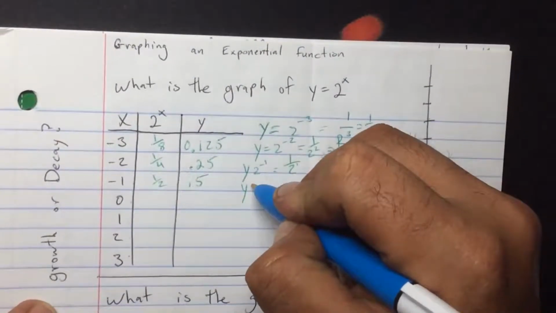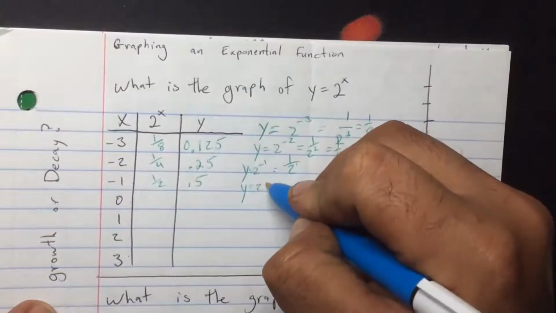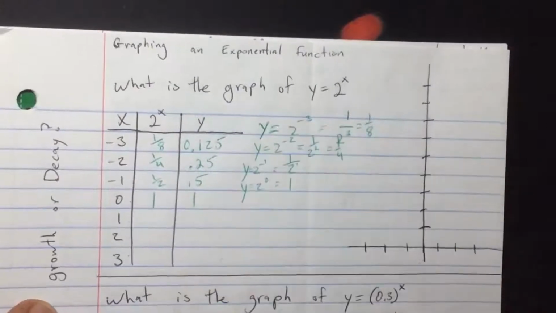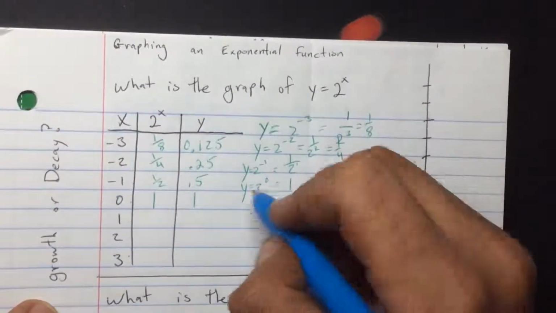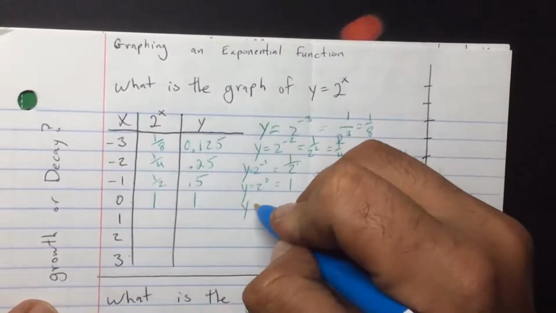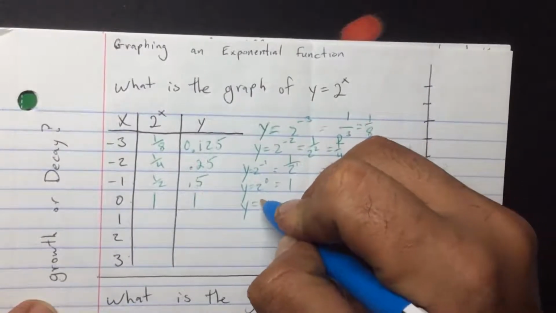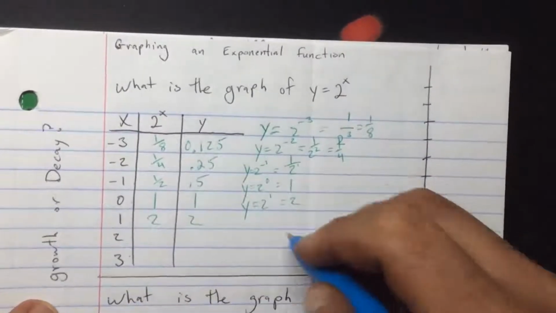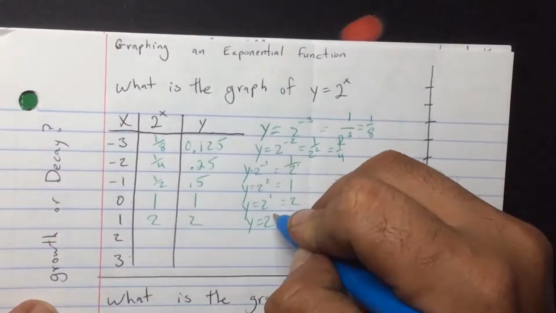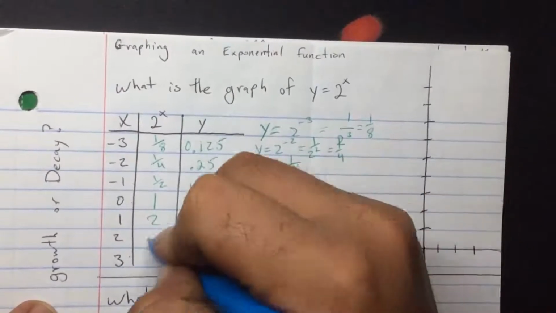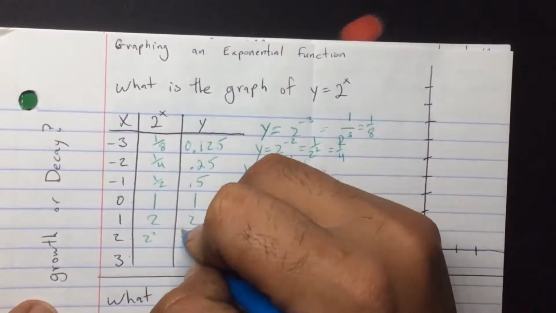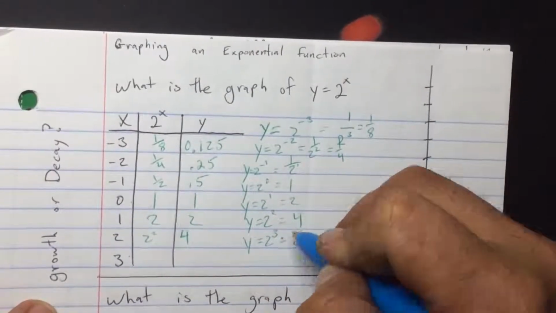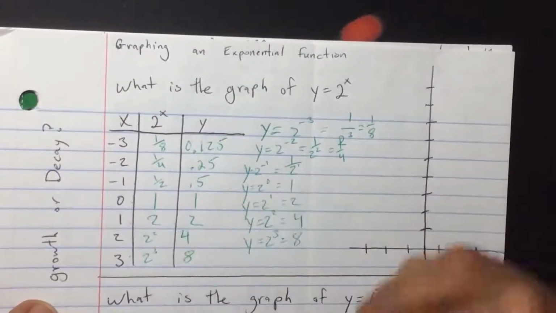Then 0: y is equal to 2 to the 0 power. Anything to the 0 power is just 1, so it's going to be 1. Then we have y is equal to 2 to the first power, which is equal to 2. Y is equal to 2 to the second power, which is equal to 4. And then y is equal to 2 to the third power, which we know is 8.